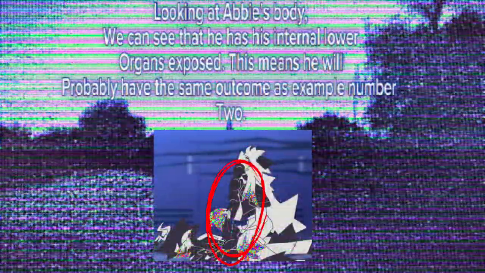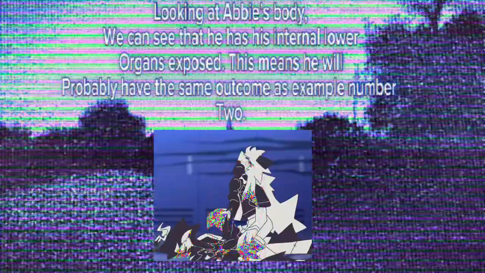Example number 3, broken and cracked bones. These modifications take place when the bones are cracked or broken completely. This causes the bones to reform, except it just makes the whole limb look collapsed on itself. They are often slower than the average infected victim. Looking at Abby's body, we can see that he has his internal lower organs exposed. This means he will probably have the same outcome as example number 2.